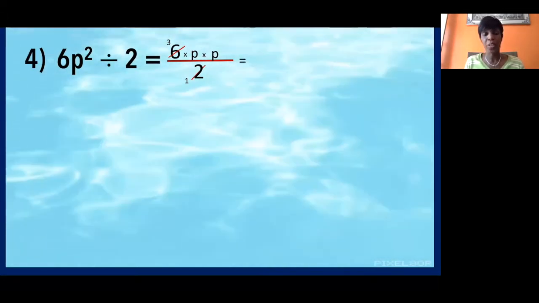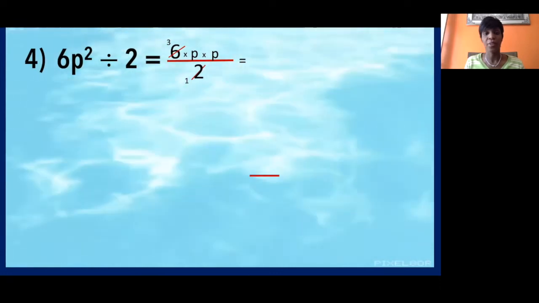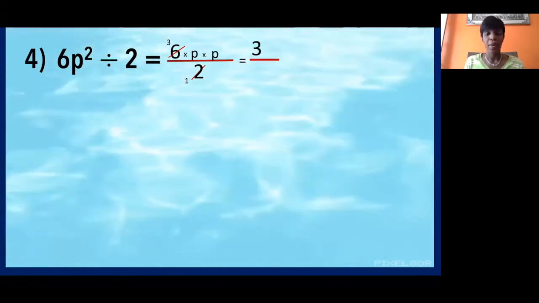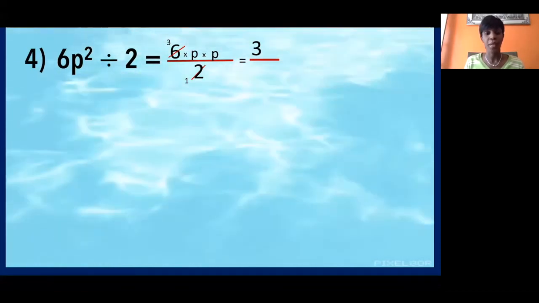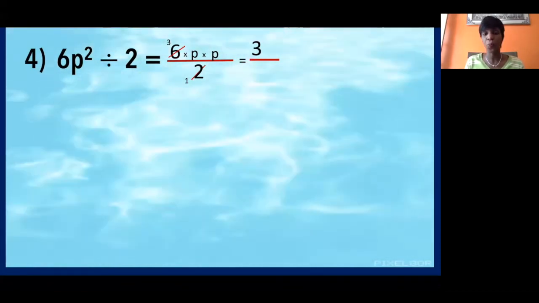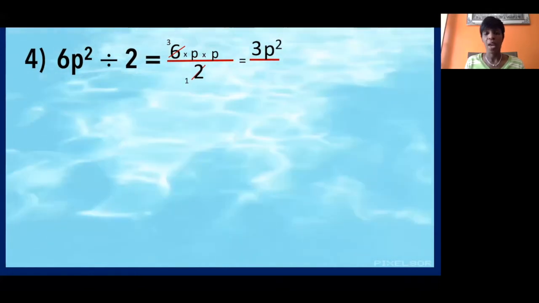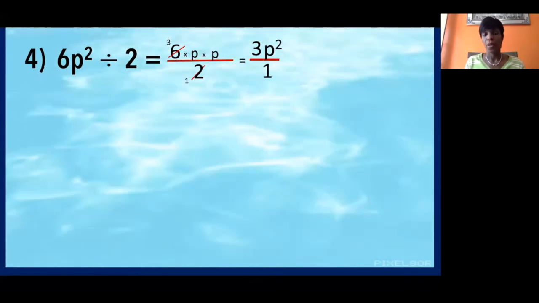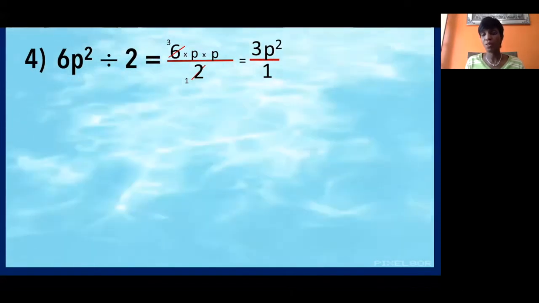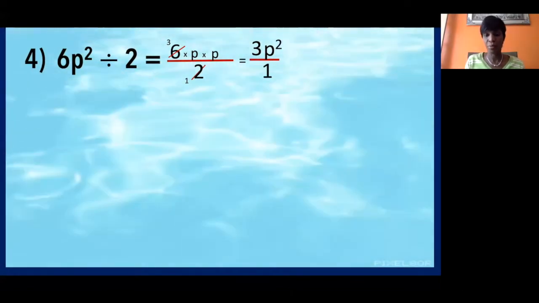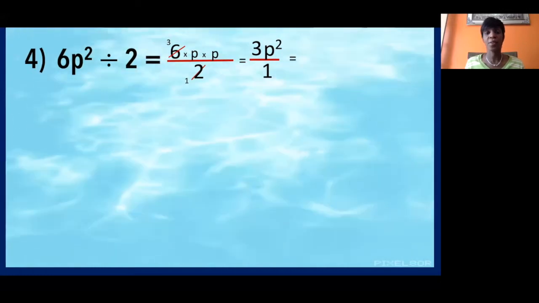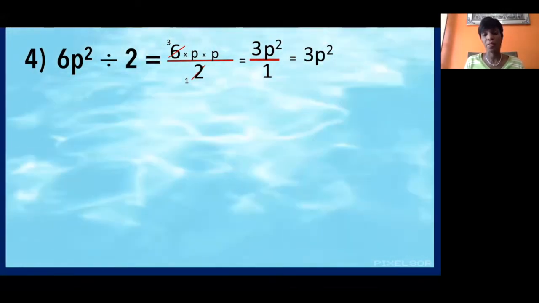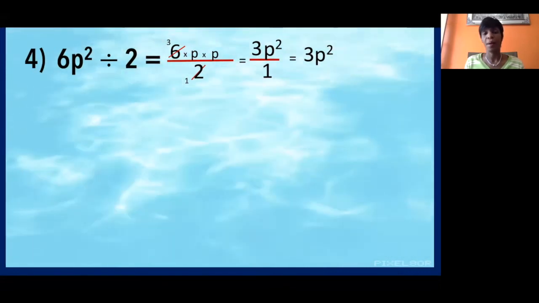So our answer, what is at the top? Our whole number is 3, because we know when we cancel out, we got 3. Now we have p times p. How many p's is it? It's 2 p's, so we can have p squared. What is at the bottom? We have at the bottom 1. Okay, now how do we rewrite that answer? Okay, let's rewrite it. So our answer is going to be 3p squared, or 3p to the 2nd power.